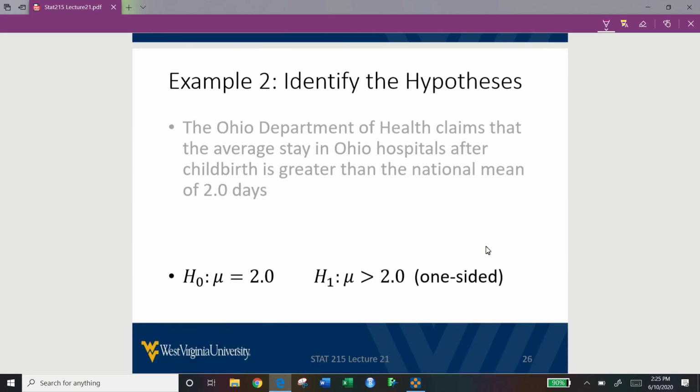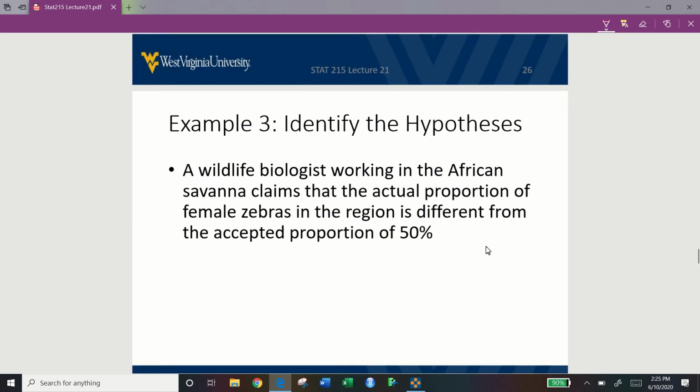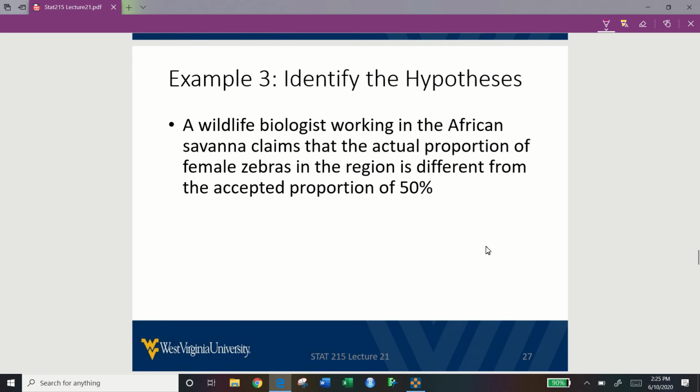We can check our answers on the next slide. This is just so you have it written out. Hopefully, this is starting to come a little bit easier to you. Let's take a look at a third example.